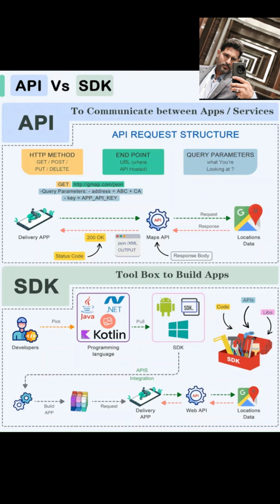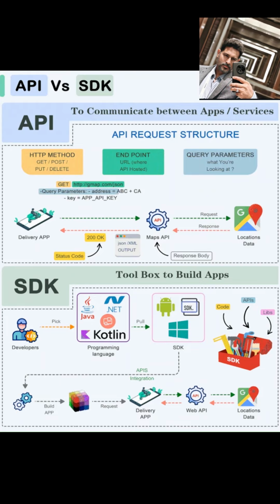Think of an API as a digital waiter in a restaurant. You, the app, have a request, wanting location data. You tell the waiter, the API, what you need, using specific methods like GET, POST, etc., and a URL with parameters, and the waiter goes to the kitchen, the service, like Google Maps, and brings back your order, the response, often in formats like JSON or XML.